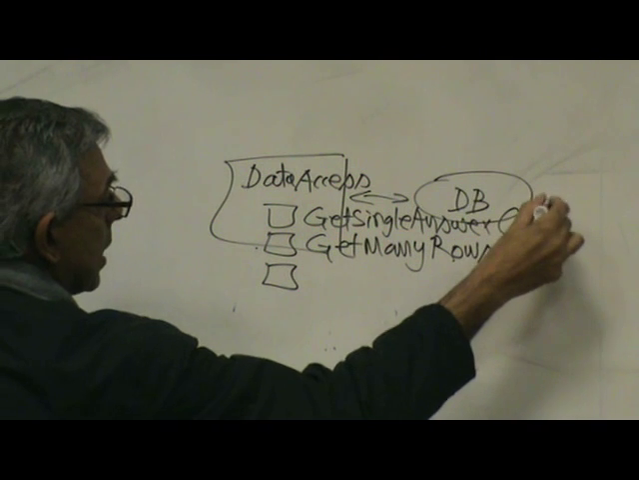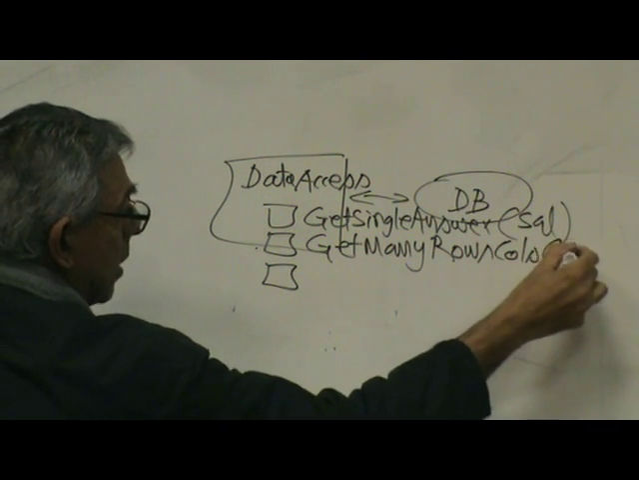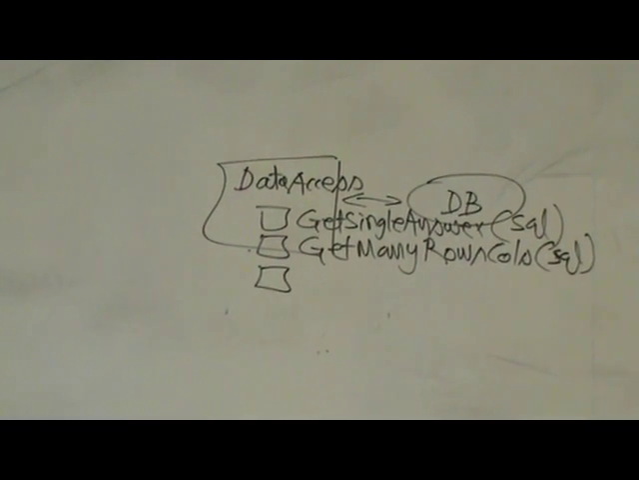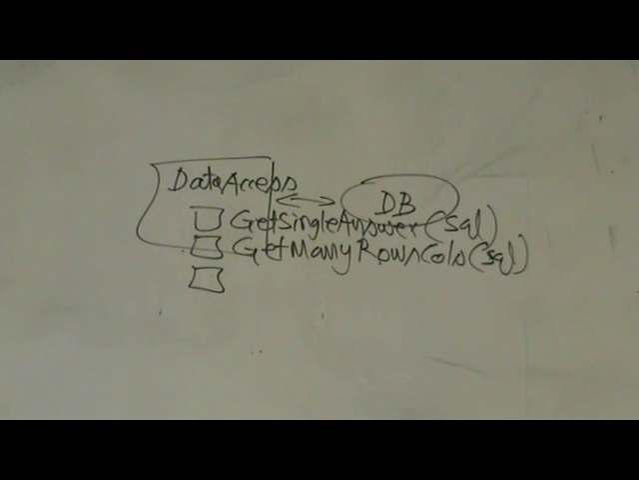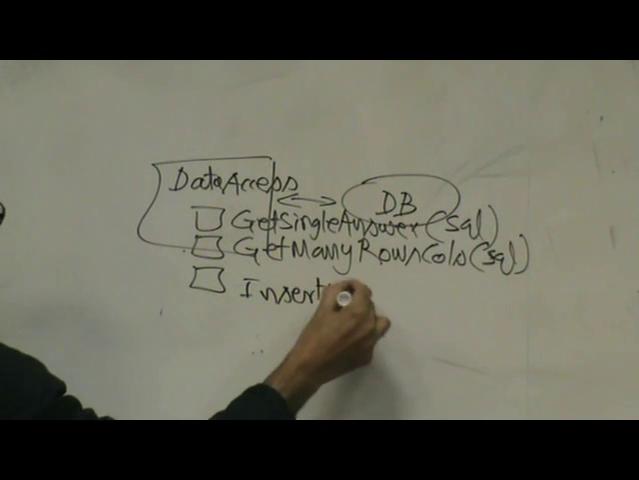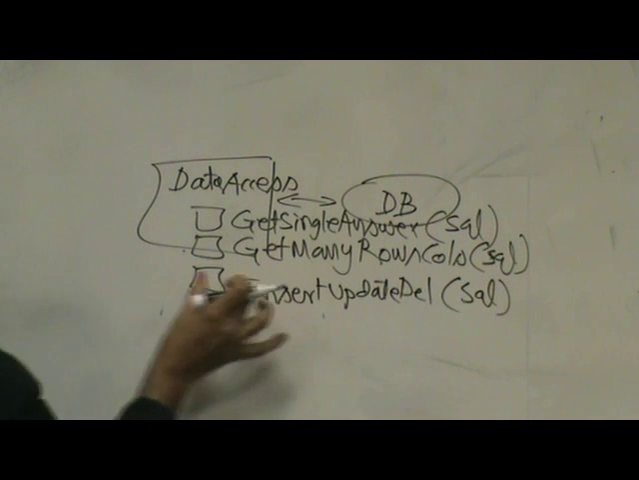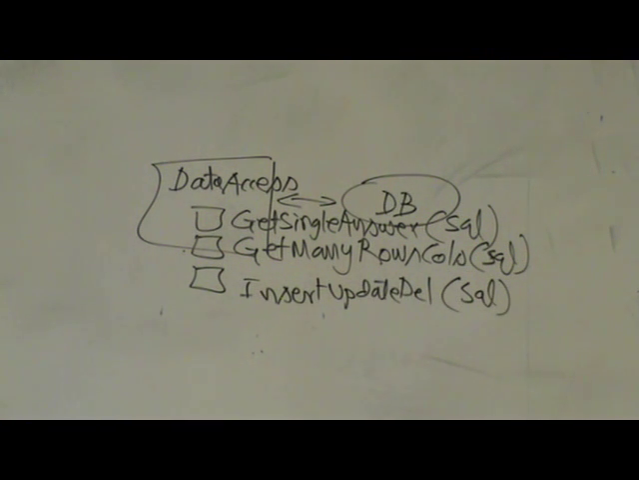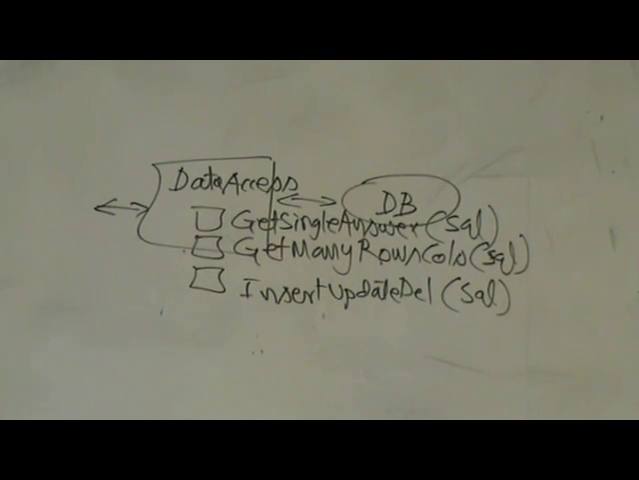Each one of those takes a SQL as an input and replies back with, for example, get single answer gives us an object back, get many rows, columns gives us a data table back, right? And insert, update, delete gives us an integer indicating how many rows are modified, right? Okay, so in a proper design, okay, we need to compose the SQL before calling one of these functions, right?